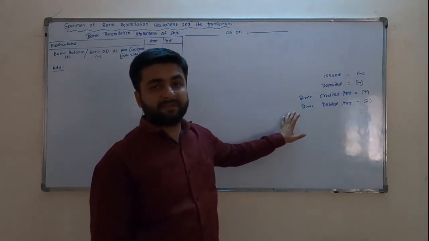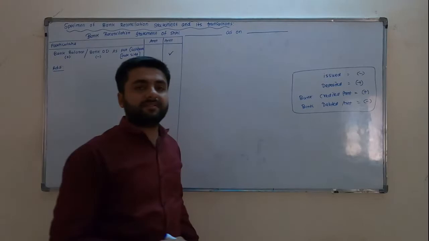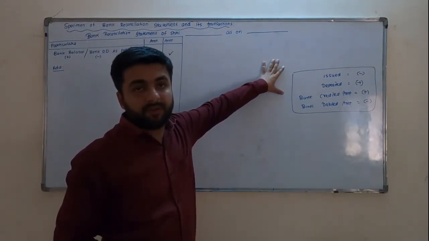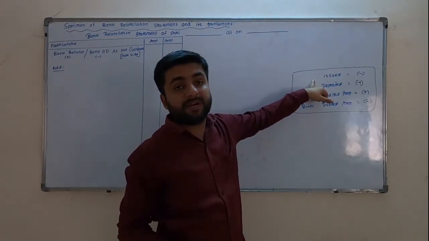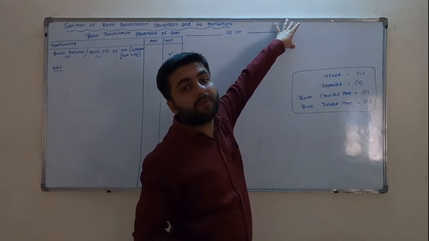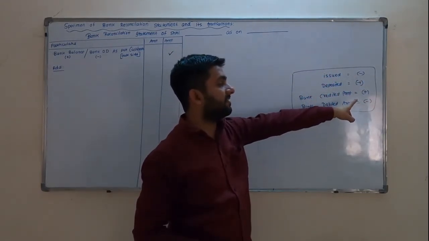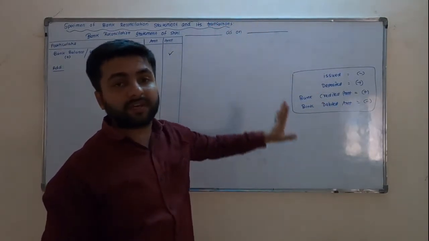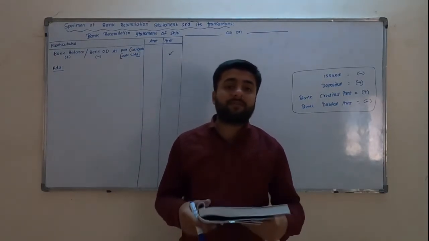So you have to remember these small things also. You write this in the margin of your notebook. You have a margin outside, so that you can see it whenever you require. So write this in the margin above: issued minus, deposited plus, bank credited amount plus, bank debited amount minus, in the margin of your notebook, not any other way. Okay, so again read the transaction and try to understand what they are meaning to tell you.